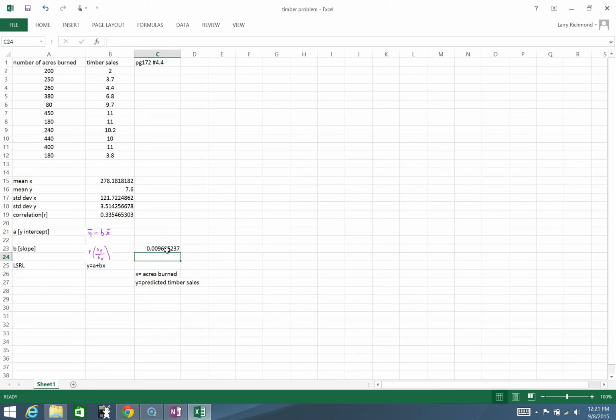That's about 0.01. This makes sense because if you notice our standard deviation of x, the denominator here, is much larger than the standard deviation of y. Little divided by big is little. That's why this number is so small. Alright, now the y-intercept. This is going to equal y bar, that's our mean y, that's this number.